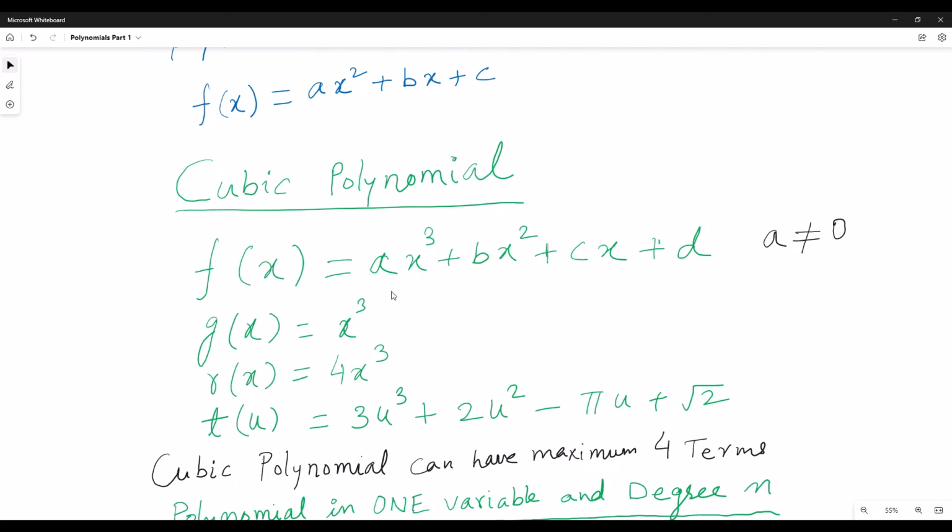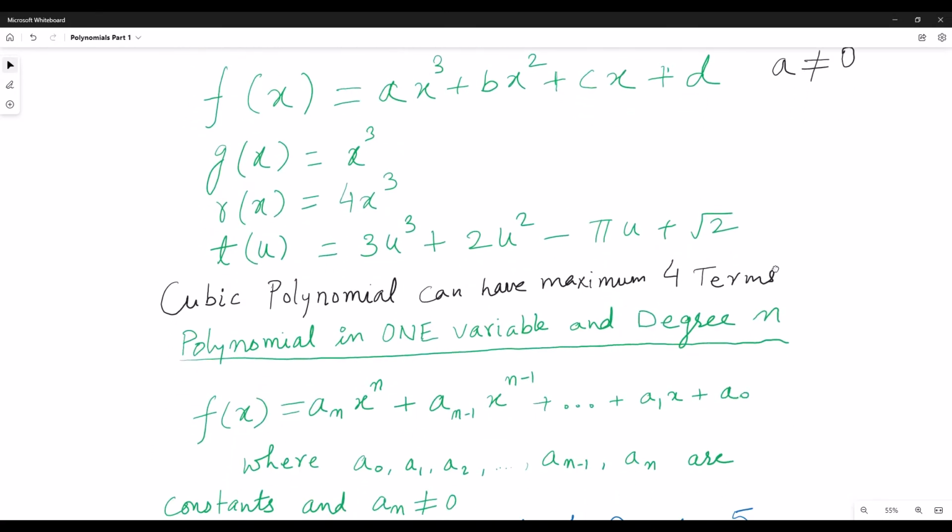Why? Because the maximum exponent is x cube. So like g(x) equals x cube, this is also a form of ax cube plus bx square plus cx plus d. Here a is 1, b is 0, c is 0, d is 0. So if we use a as 1 and b, c, d as 0, it will become x cube. Similarly for r(x) equals 4x cube, here a is 4 and b, c, d are all 0. A cubic polynomial can have a maximum of 4 terms.